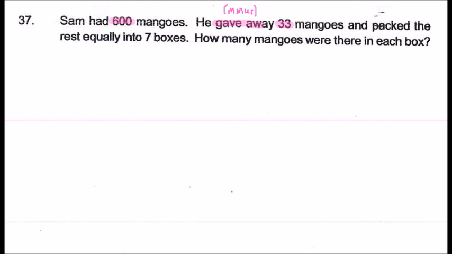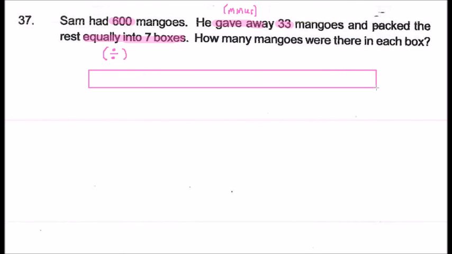Okay, guys, this is the keyword. When you say pack equally into 7 boxes, so plus, minus, times, divide, what do we do? When you pack into smaller boxes, 7 boxes, you are doing divide. Y'all get it? So gave away, we minus, then we get the remaining, which is the rest. We divide by 7. Okay, so how do we draw the model? We draw the model this way. There's only mango, so we only draw one bar.